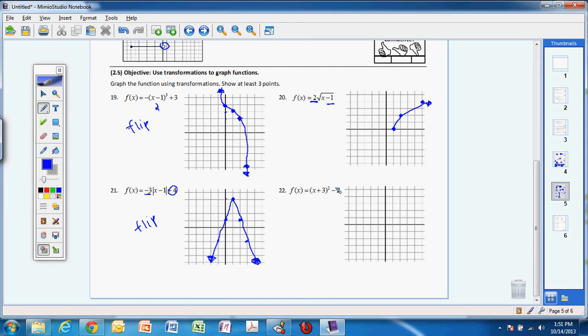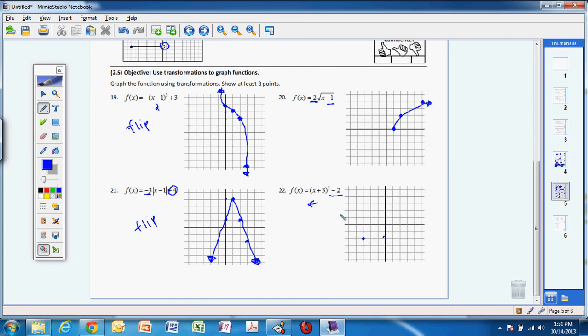So number 22, first thing again, I see I have a minus 2. So in this case, I'm going to go down 2. I'm going to be somewhere in here. And this plus 3 tells me I'm going to shift left 3. So left 3, I'm going to go down 2. 1, 2, 3. So this is where I'm starting my graph from.